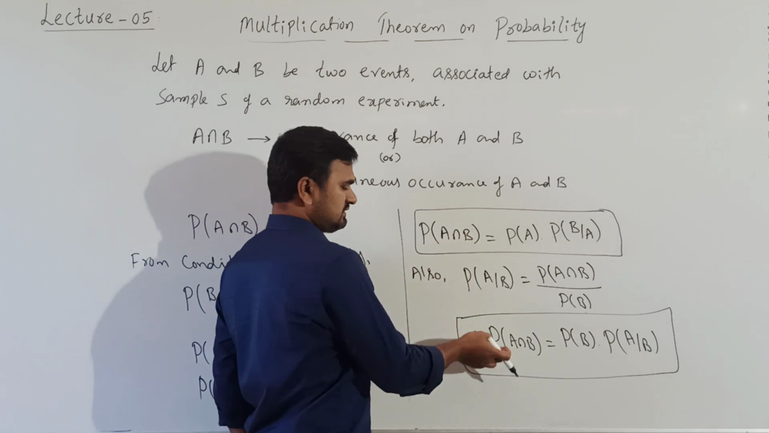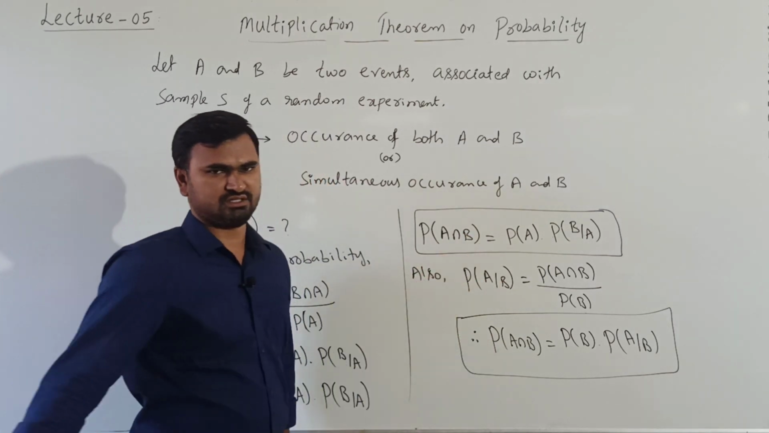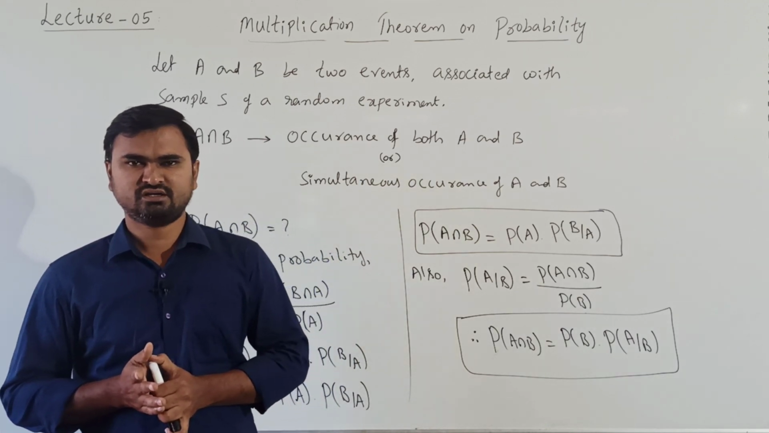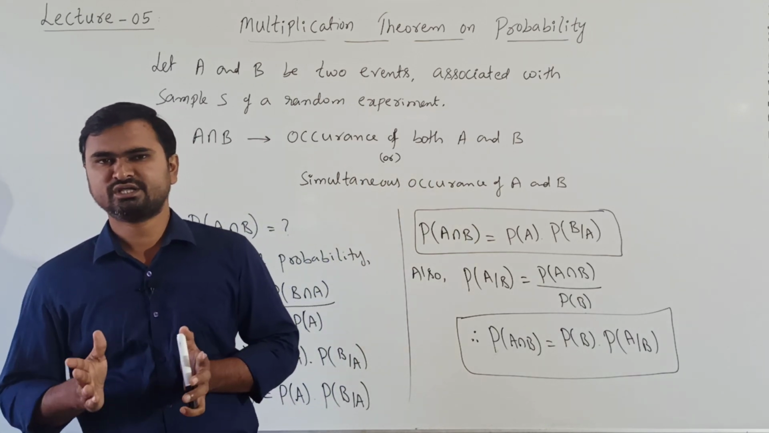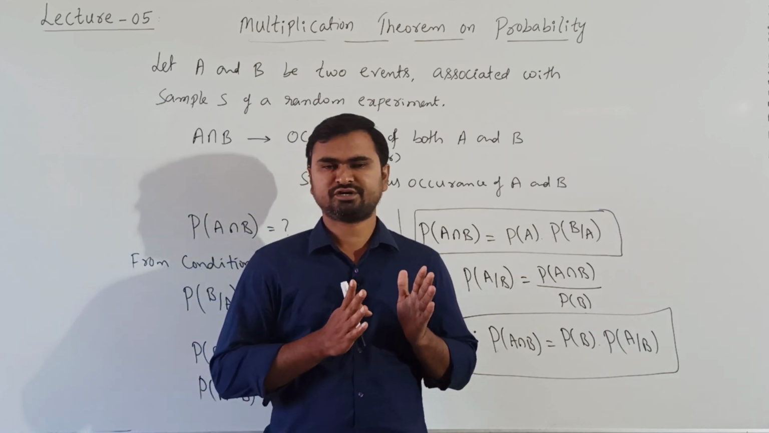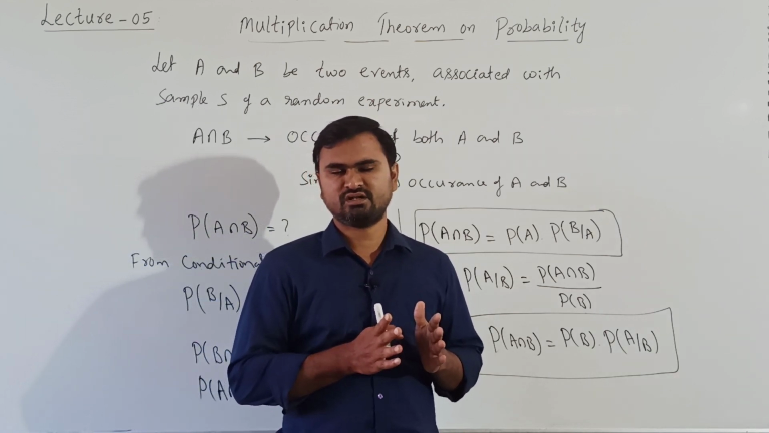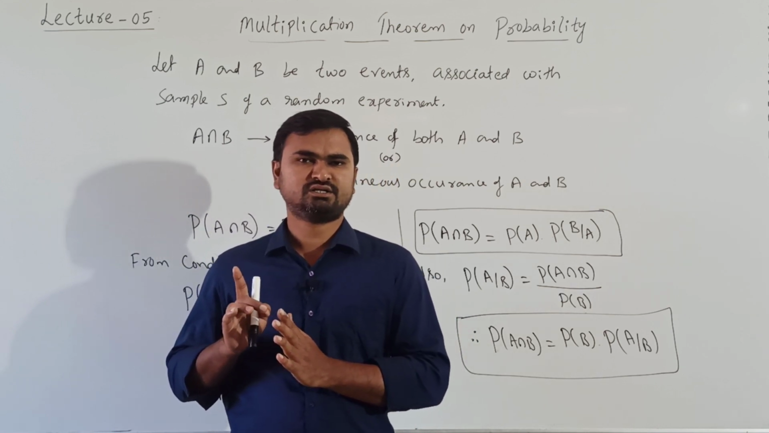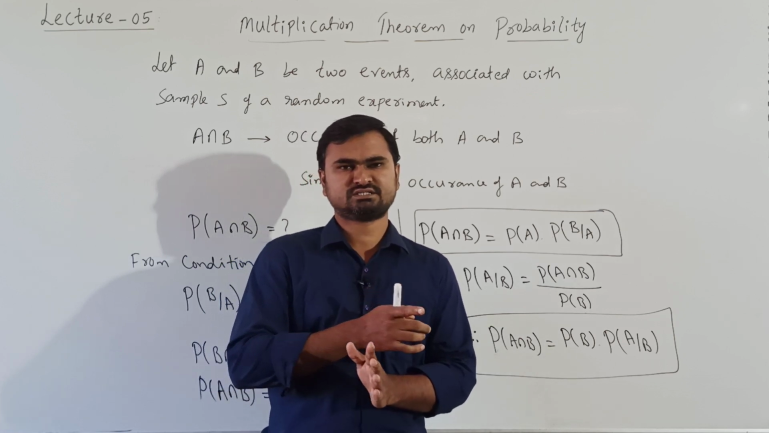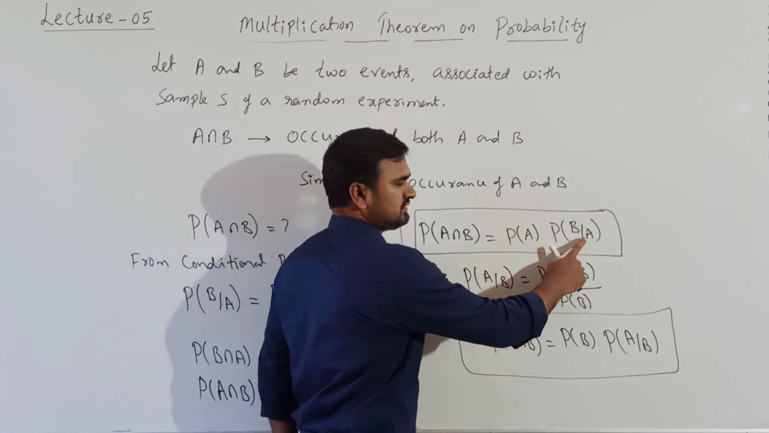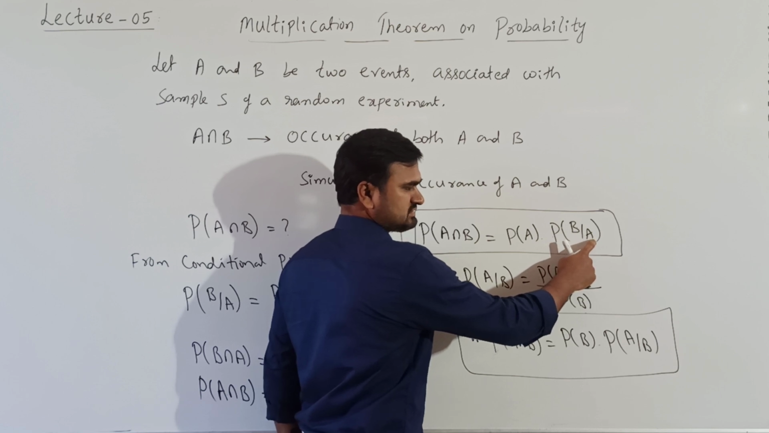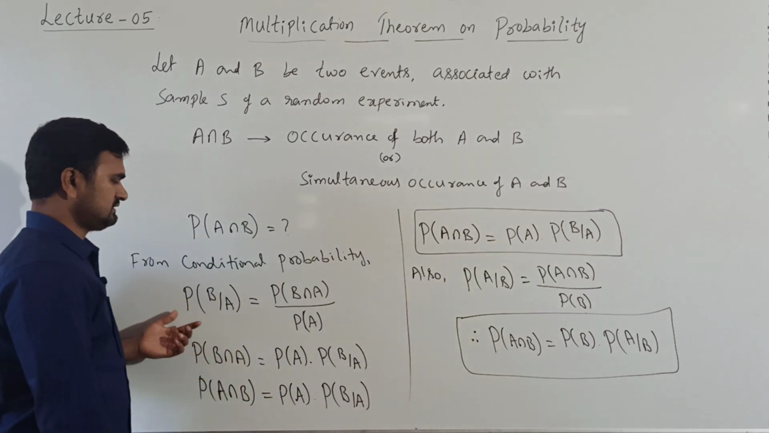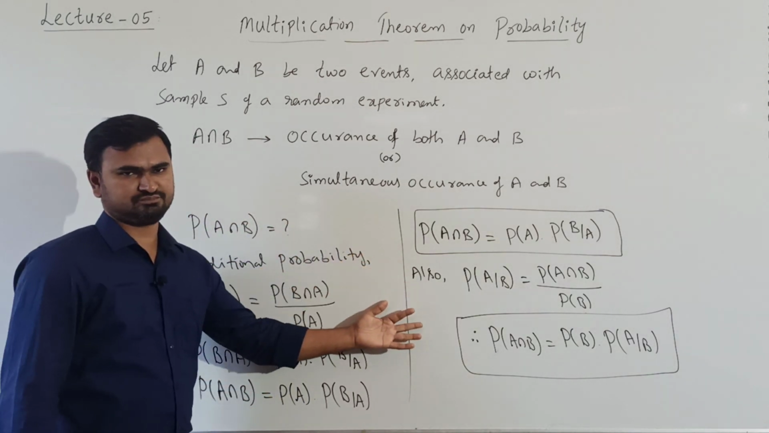So any one of these can be used because both are the same. We are finding the probability of occurrence of two events. So how do you find the probability of occurrence of both the events? First we write the probability of occurrence of one event, then the probability of occurrence of another event, knowing that the first event has already occurred. So this is what we write, conditional probability: knowing that A has happened, what is the probability of B? So this is the multiplication theorem.